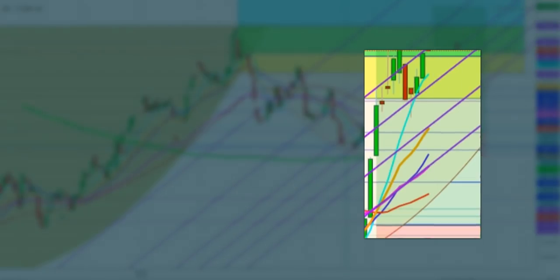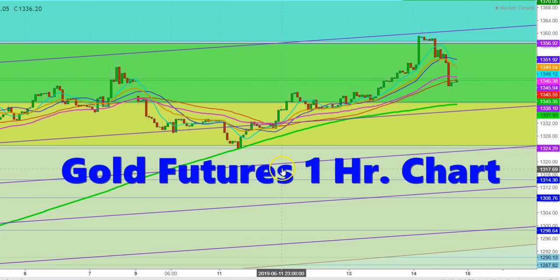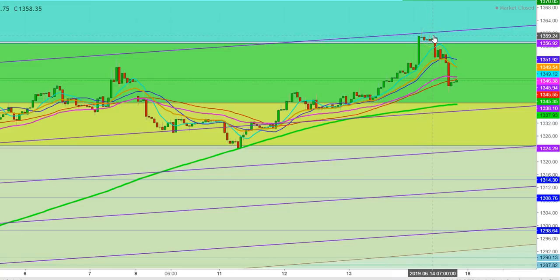Now let us see this chart in an hourly time frame. So in an hourly time frame, here you can see that after finding stiff resistance at the level of $1,359, gold futures started to move downward on June 14th, where before closing they took a reversal back up to the level of $1,345. Therefore, I find that if we find a gap up opening in gold futures up to the level of $1,348, we'll see the gold futures move upward. But once again, the gold futures will have to cross the levels of $1,360 to move more upward.